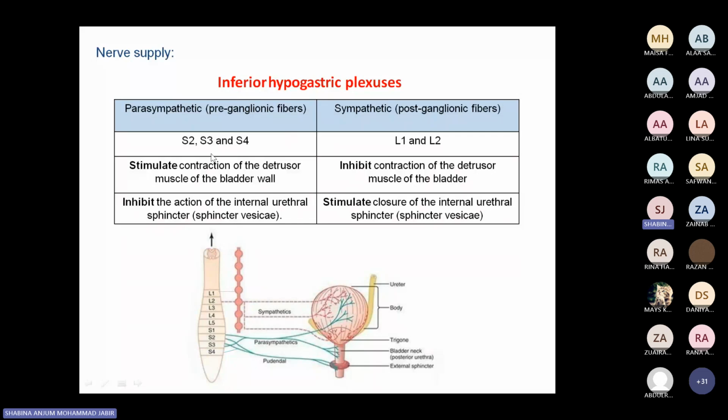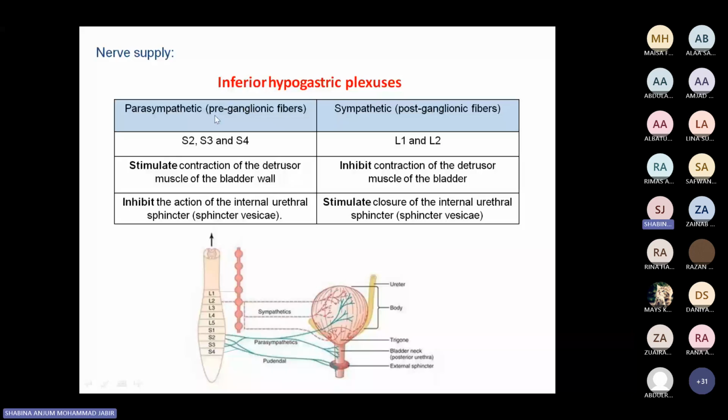Parasympathetic is through S2, S3, S4, and sympathetic through lumbar. What is the function of the parasympathetic? It will stimulate the contraction of the detrusor muscle and inhibit the action of the internal urethral sphincter, the sphincter vesicae. So it means this is the nerve of emptying. When you want to empty the bladder, you have parasympathetic activation.